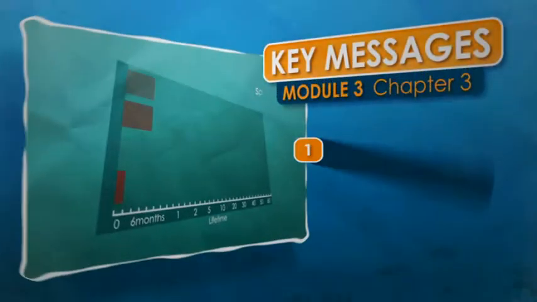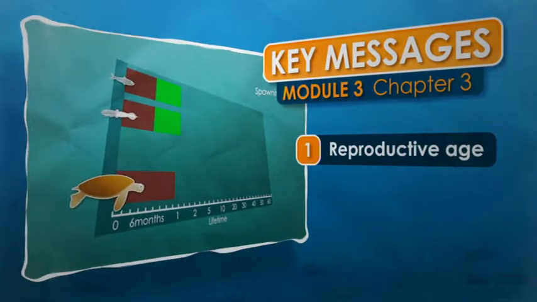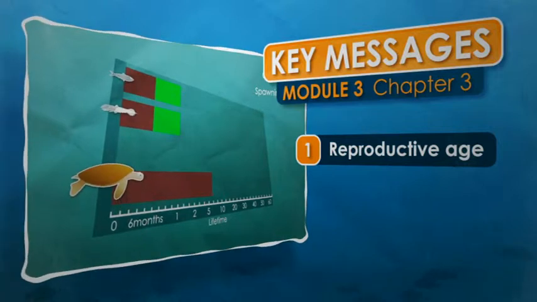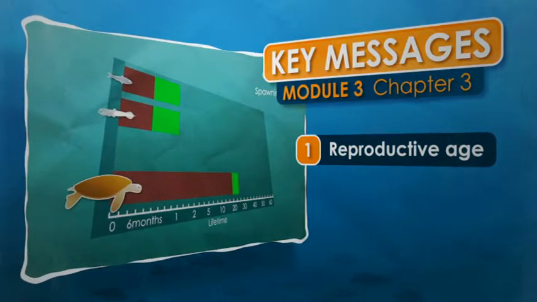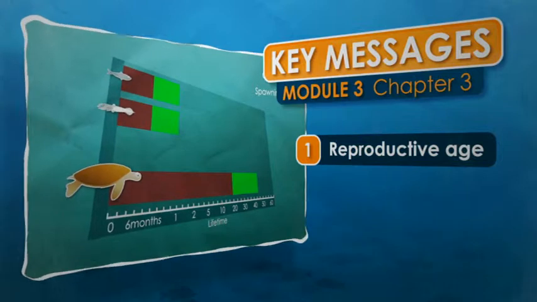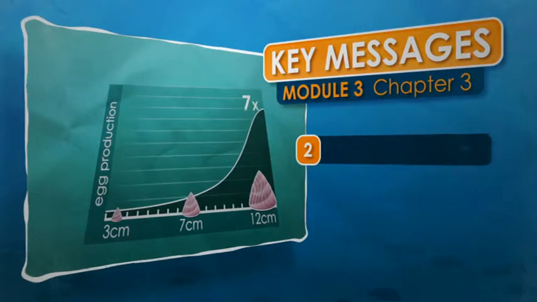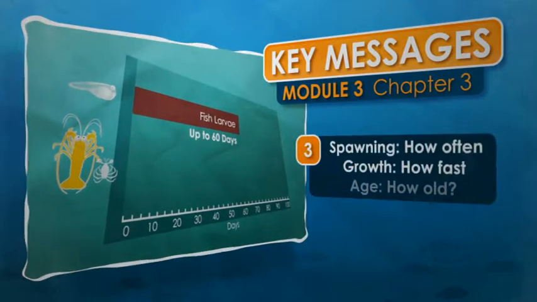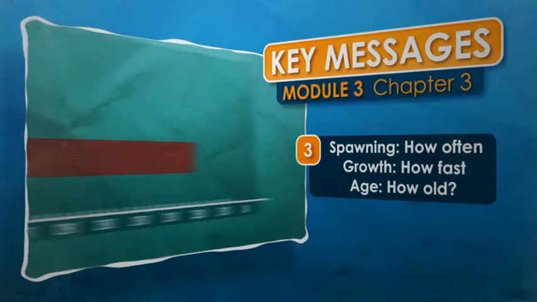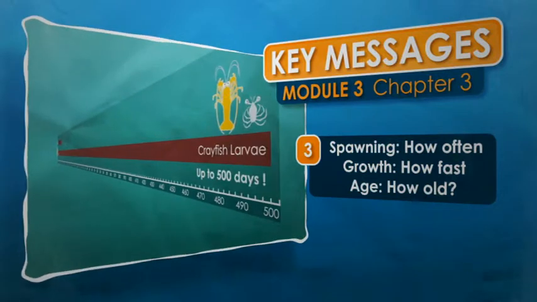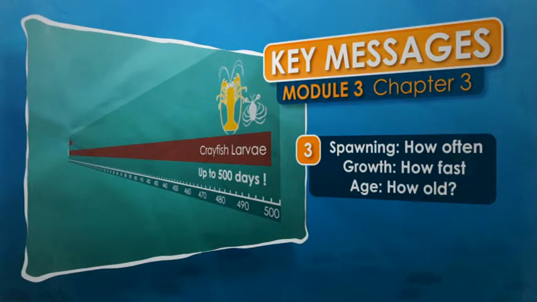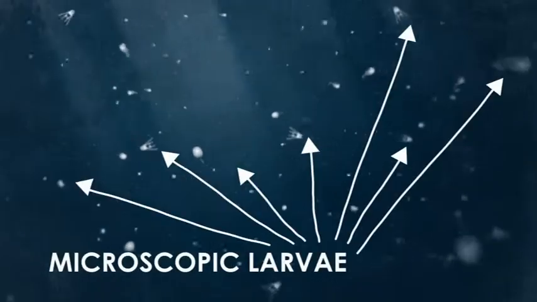Here are some key messages. The key factors that influence how a population replenishes itself are how old an individual must be before it produces eggs, the number of eggs it produces and at what size, how often it spawns, how fast it grows, and how long it lives. In the next module, we will learn about the dispersal of larvae in more detail.